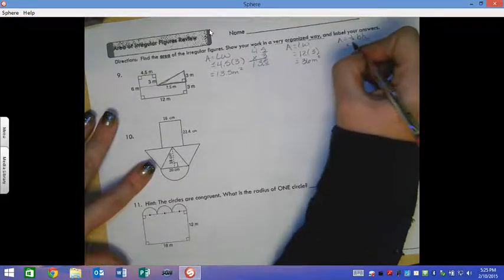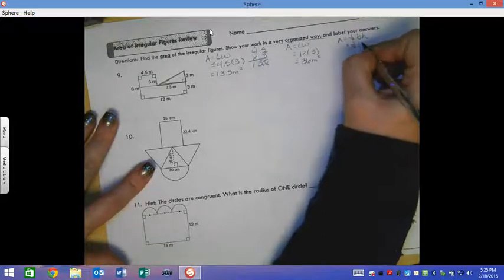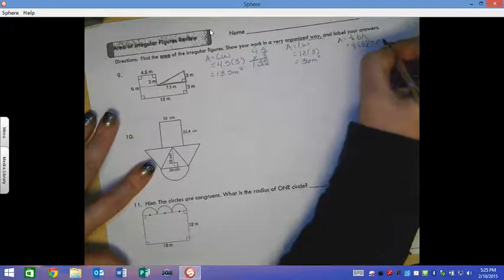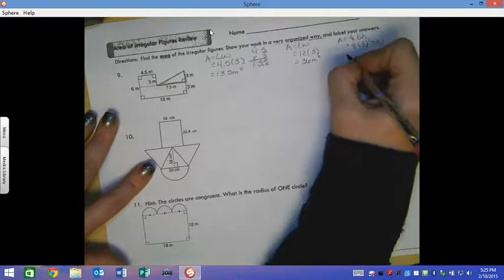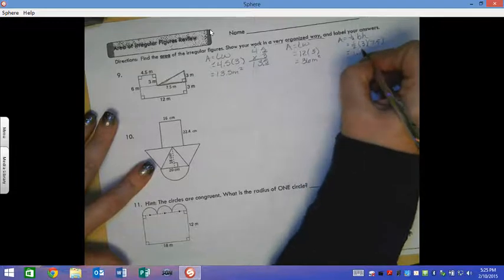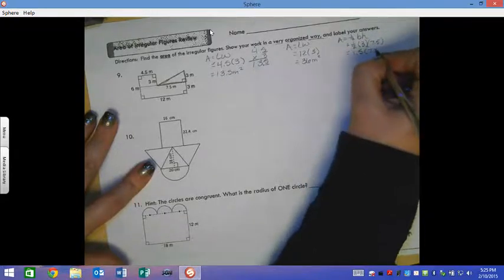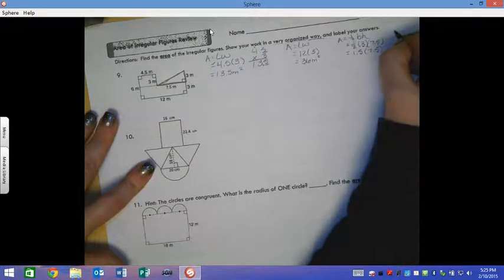So this is 1/2 of our base, which is 3, times our height, which is 7.5. So half of 3 is 1.5. So we have 1.5 times 7.5. We'll come over here to the side and work it out.